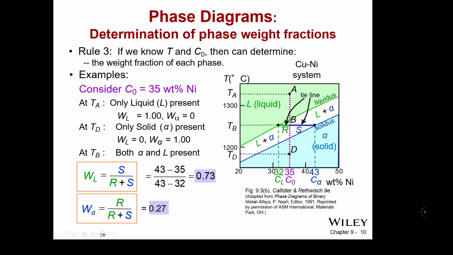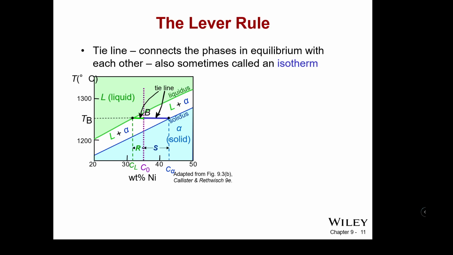The ratio of that length divided by the whole length gives us 73% liquid and 27% solid. So we can determine, based on these tie lines, the weight fraction of liquid versus solid. Because there is no conservation of volume, but there is conservation of mass, we want to know the mass ratios, these weight fractions, because mass is conserved regardless of phase. Volume is not. That's a very, very key, important aspect of all of this that you need to be able to take away.